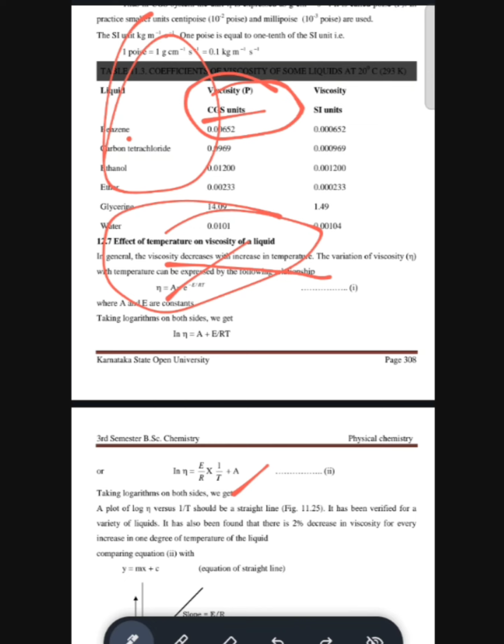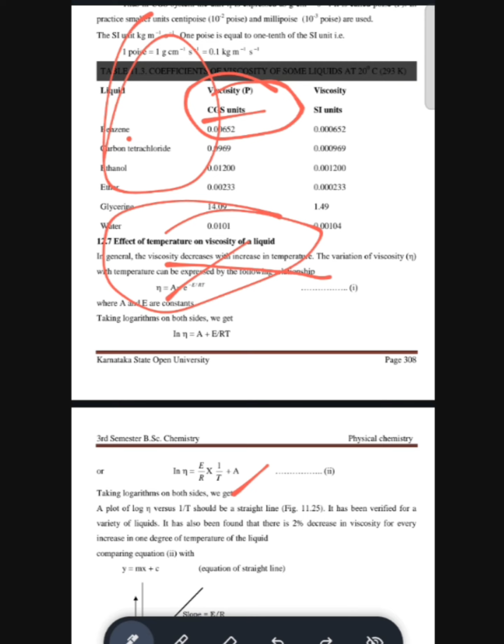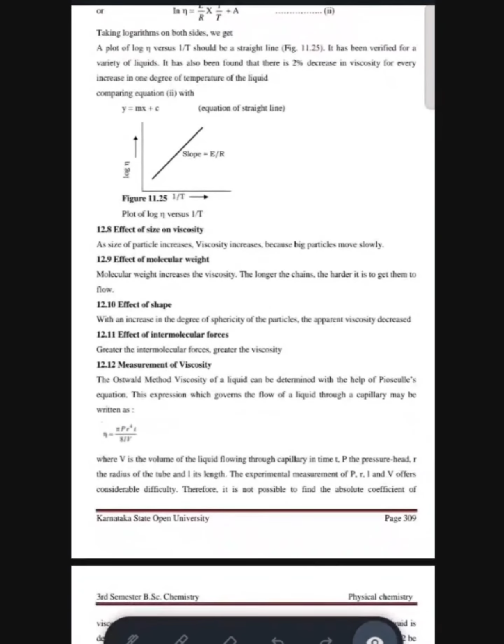You can see the plot also here. A plot of ln eta versus 1 by T is a straight line. It has been verified for a variety of liquids. It has also been found that there is a 2% decrease in viscosity for every 1 degree increase in temperature of the liquid. So in general, when you increase the temperature by 1 degree, the viscosity of a liquid will decrease by 2%.